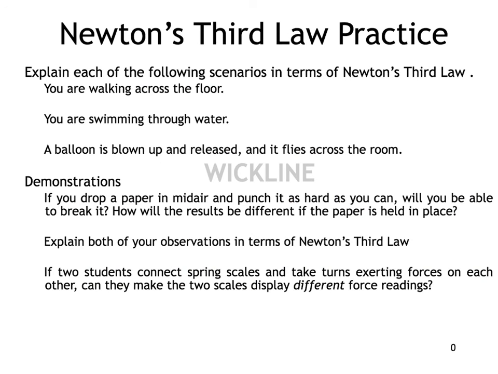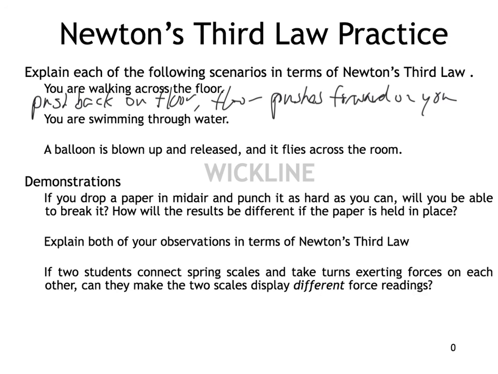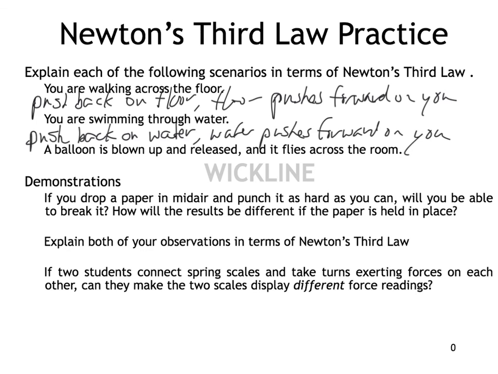All right, so in terms of Newton's third law, let's say you're walking across the floor. The way that this actually occurs is that you push backward on the floor, floor pushes forward on you. Let's say that you're swimming through water. In terms of Newton's third law, the way that works is that you push backward on the water, water pushes forward on you. Thirdly, let's say that you blow up a balloon and then release it and it flies across the room. That's because the balloon pushes backward on the gas and gas pushes forward on the balloon.